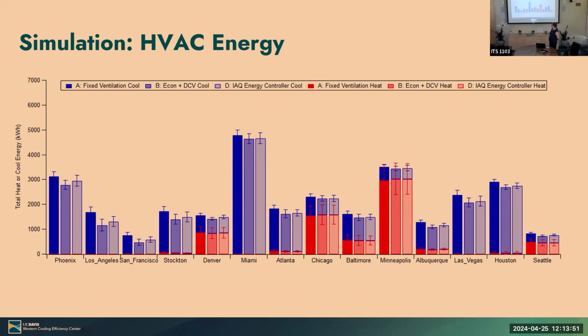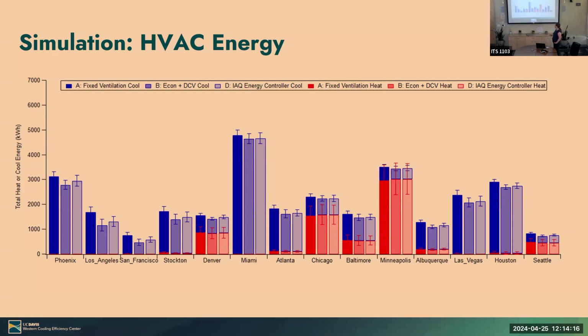The blue bar here is cooling energy. The red is heating energy, and they're stacked. This is the average over 5 years, and the little error bars represent one standard deviation for how that energy would change over the 5 years. So it sort of shows you how much energy varies over that 5-year period.